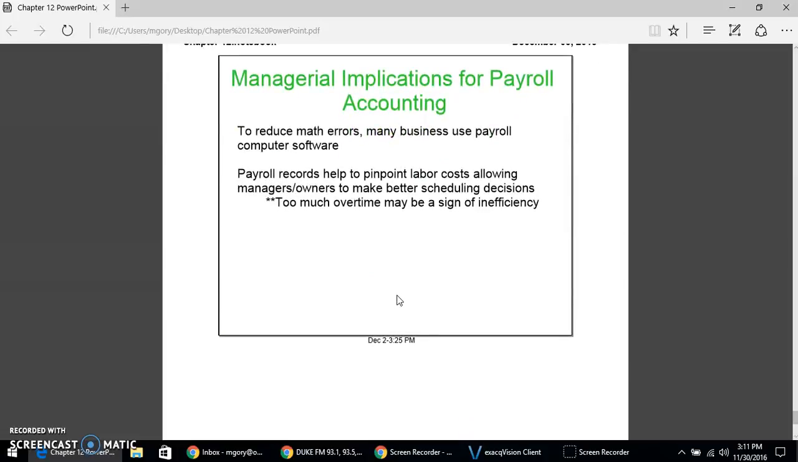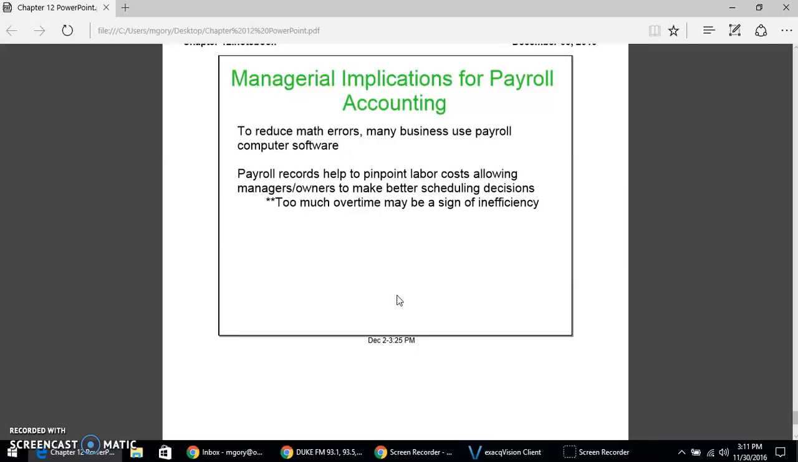Managerial implications for payroll accounting. This is done obviously to reduce math errors. Many businesses use payroll computer software. It helps with the process and helps eliminate human error. Payroll records help to print out labor costs, allowing managers and owners to make better scheduling decisions. Too much overtime might be a sign of inefficiency.